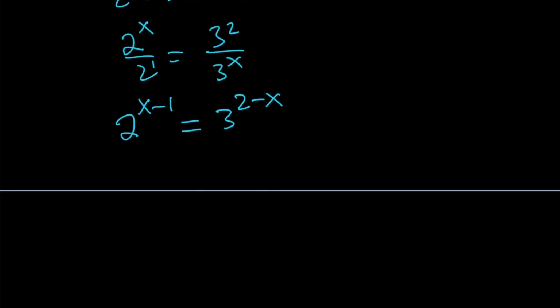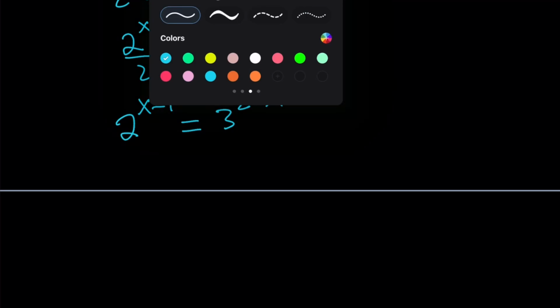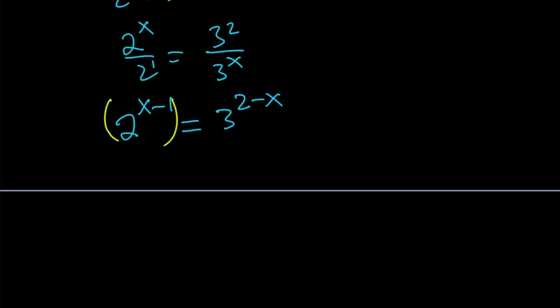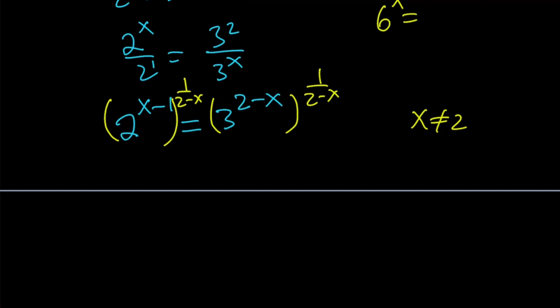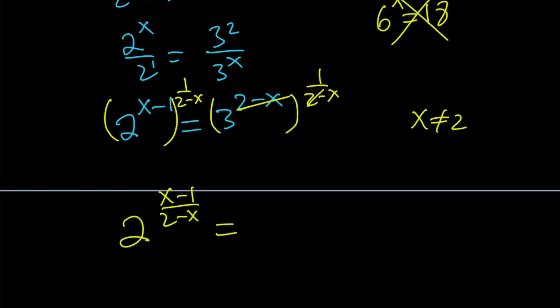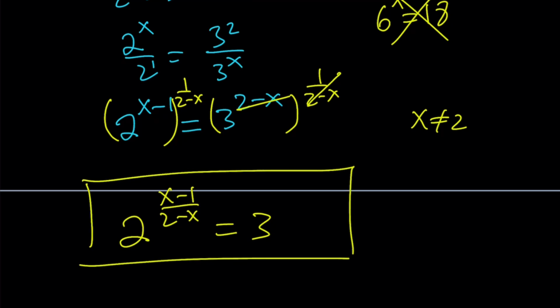Let's raise both sides to some power so we can isolate one of the numbers. How about isolating the 3? So I want to raise both sides to the power 1 over 2 minus x. And obviously, in this case, x does not equal 2, but you can easily check x does not equal 2 because, as you know, 6 to the second power does not equal 18, right? Hopefully you know that. So x doesn't equal 2, so I can do that. And then here, 2 to the power x minus 1 over 2 minus x on the left. And on the right, these two are going to cancel out, and I'm going to end up with a 3. Great. So I was able to isolate 3. 3 is equal to this.